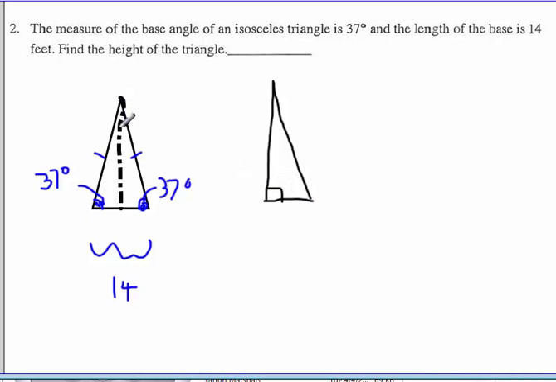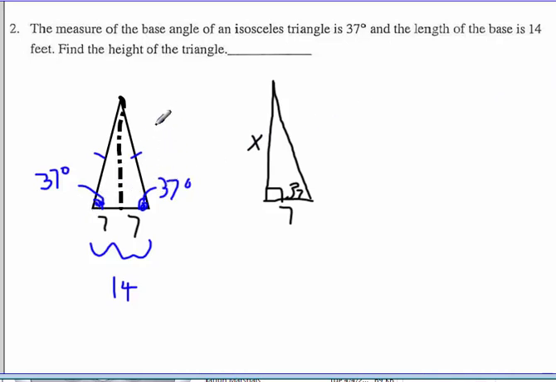With this isosceles triangle, this height cuts our base in half. So that means that this side is 7, and so is that side over there. It's very convenient dealing with an isosceles triangle. So this side's 7, this angle right here is 37, and what we're looking for is this height, the height of the triangle.